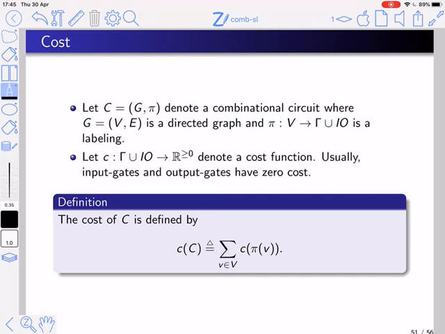One thing that we might want to do is to attach a cost to every combinational circuit. This circuit uses gates and input and output gates, and we attach a cost to every such gate. Usually input and output gates will have a cost of 0. The cost of a circuit is simply the sum of all the costs of the gates that appear in the circuit. Recall that pi of V is the gate that resides in node V.